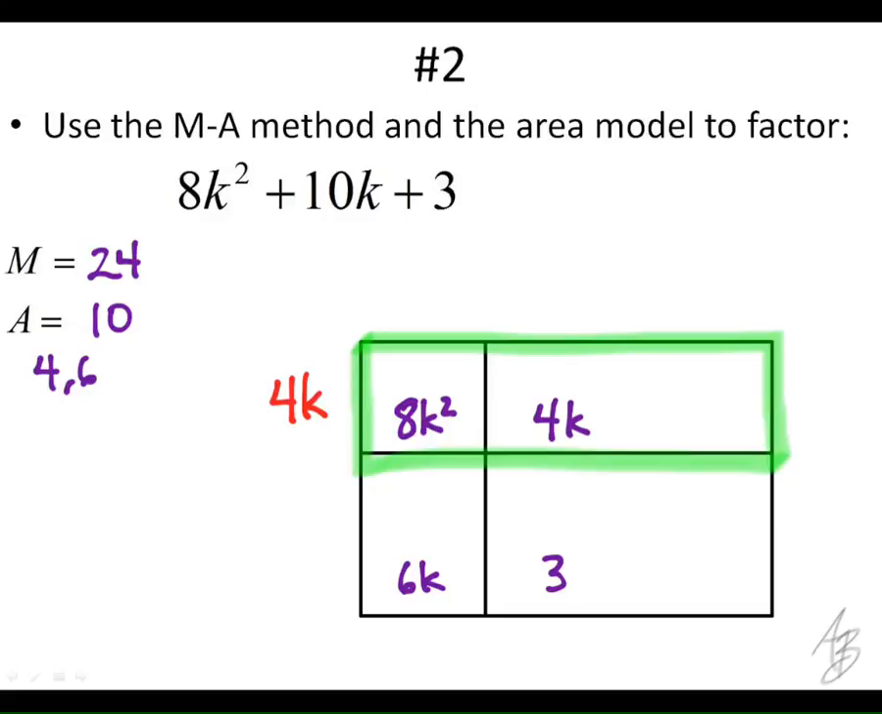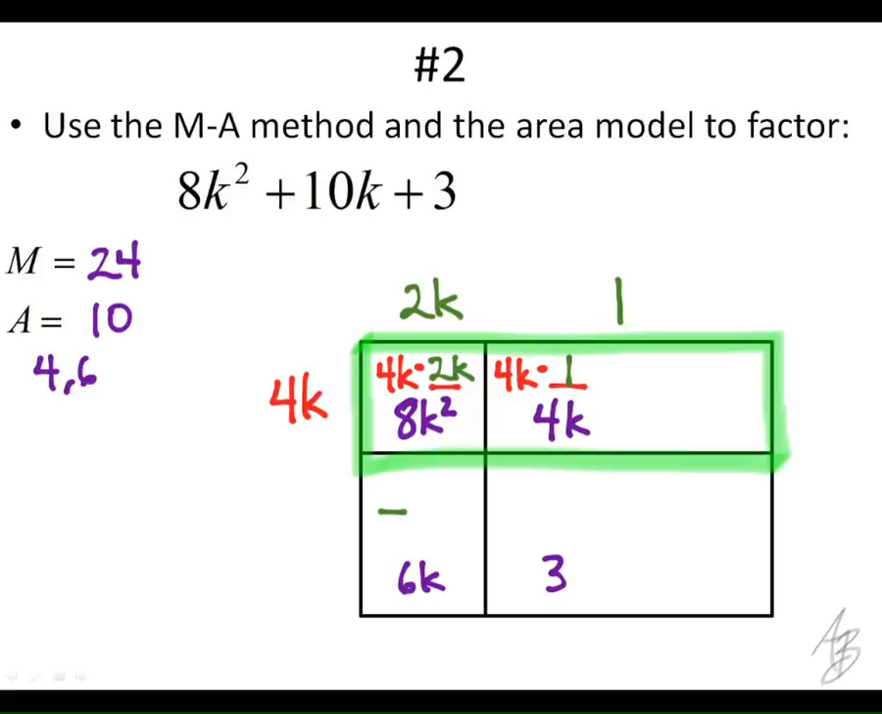All right, so I know the height is 4k, so I can take 4k times something in each one of those two rectangles. What do I multiply by 4k to get 8k squared? 2k, so that's how wide this rectangle is going to be. And what do I multiply by 4k to get 4k? So that's how wide that rectangle is going to be.